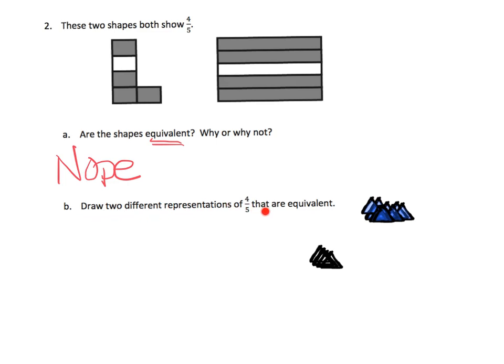Now down here, it says draw two different representations of 4/5 that are equivalent. All right, well, that's easy enough. So I'm going to grab 1, 2, 3, 4, 5. So there's an example of 4/5.